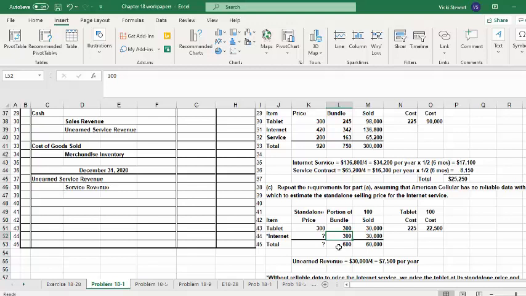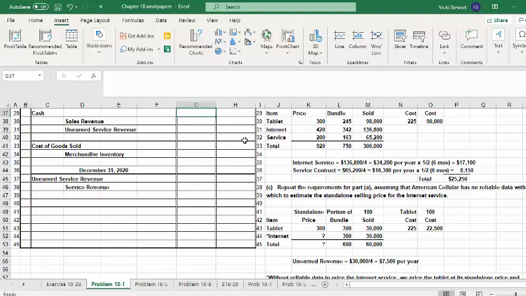in this case, to the internet service. Then we would multiply each of those by 100 because we sold 100 bundles, and that means that we would recognize $30,000 for the tablets and the internet, and of course the total bundles were $60,000. The cost of the tablets is the same.